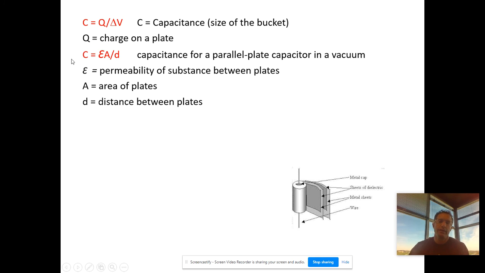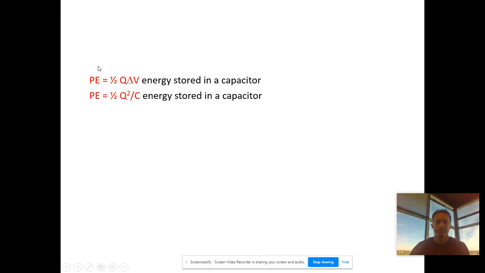So another way we can calculate that is this E. This is the permeability of the substance between the plates. Air has a certain permeability. The dielectrics in these have a different permeability. That's like a constant for those. Then the area of the plates, and the distance between the plates. None of this math is all that hard, but we can calculate basically how much charge we can hold with a different capacitor.